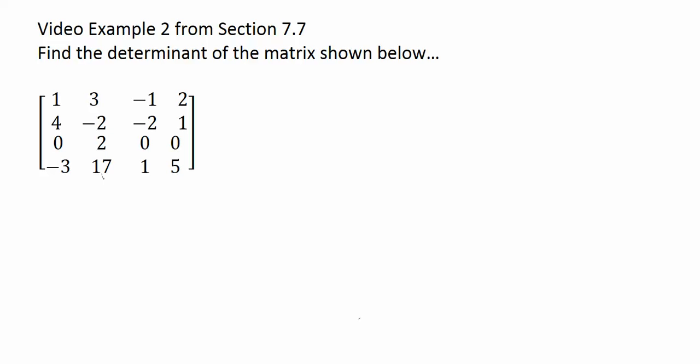In this example of calculating the determinant, another example from section 7.7, we have a 4 by 4 that we need to find the determinant of. And a 4 by 4 would normally be a bit of work, but in fact, if you take a look at row 3, you'll find that we only have one non-zero term.